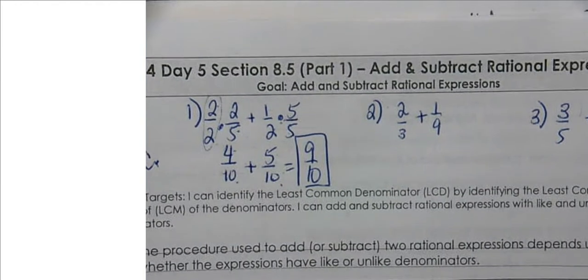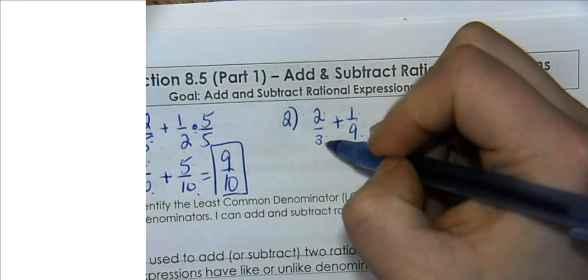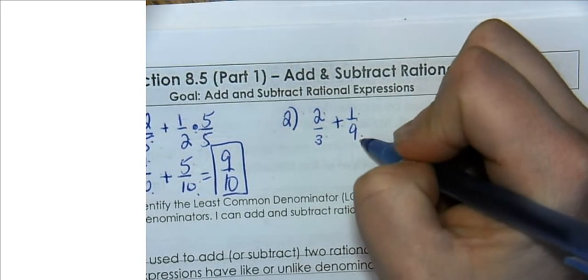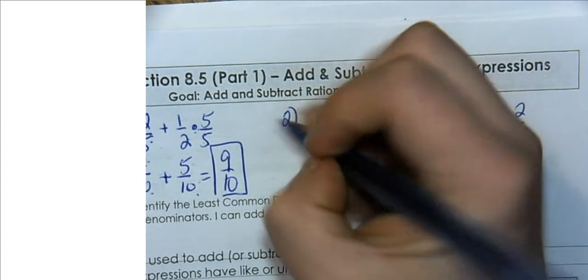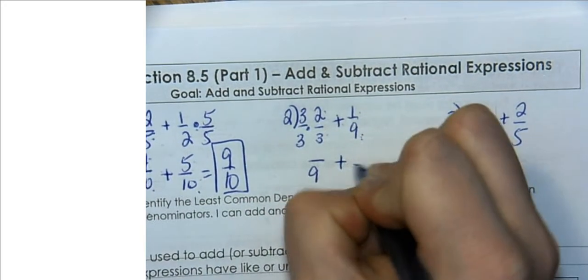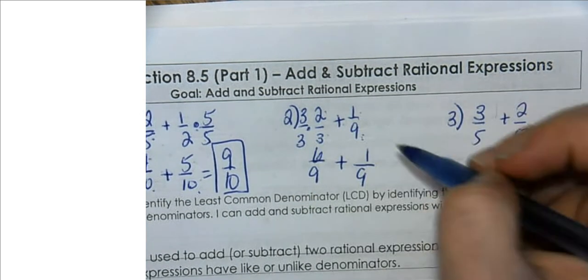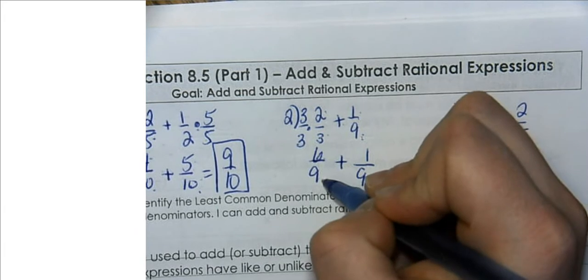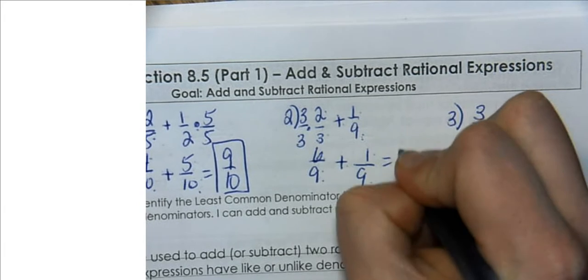Let's look at number 2. For problem number 2, I have 2/3 plus 1/9. Well, the common denominator between 3 and 9 is 9. 9 can go into itself, and if I simply multiply 3 times 3, I will get a 9. And whatever I do to the bottom, I will have to do to the top. So 2 times 3 is 6. So this is simply 6/9, which simplifies to 2/3. So 6/9 plus 1/9 is 7/9.